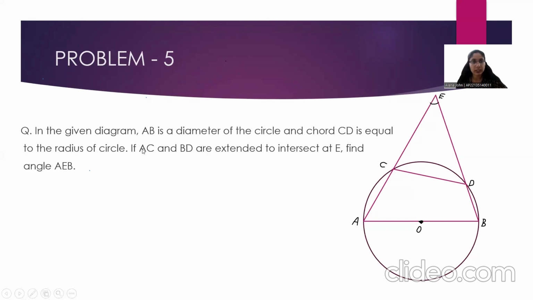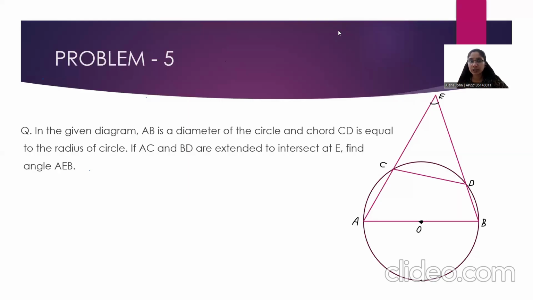It is also given: if AC and BD are extended to intersect at E. Now, A is joined to C, then we are getting AC, and this AC is extended to the point E. Also, BD is extended to the point E. Then an angle is formed at the point E. So we have to find this angle, angle AEB. Our problem is to find this angle. This is a little bit tricky problem, so we have to apply more theorems to find this angle. So let's see.